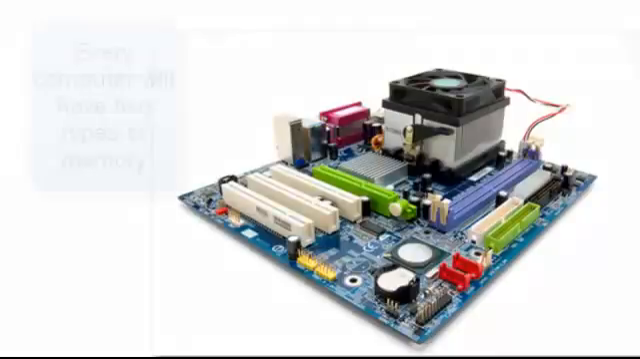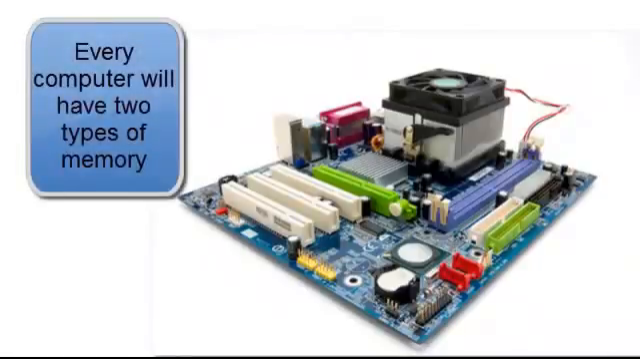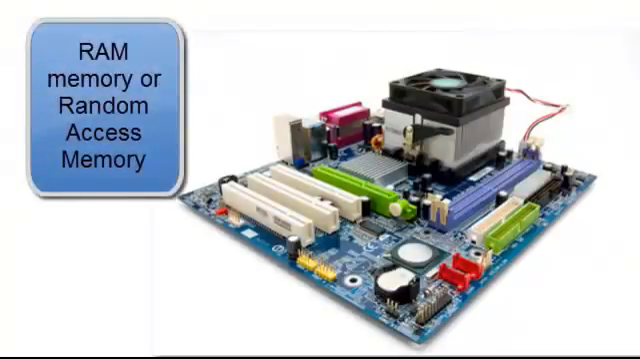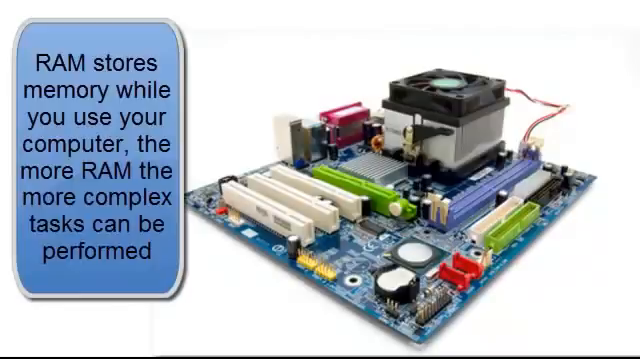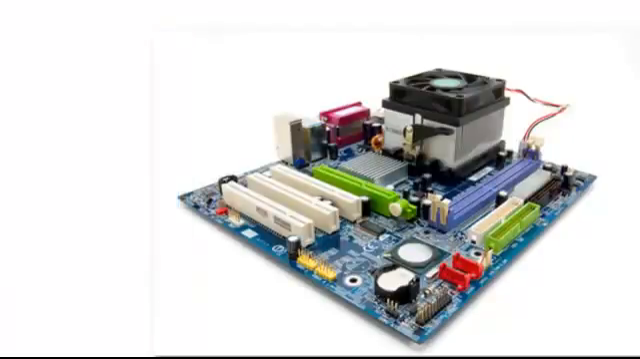Now, your computer will also have two types of memory. The first type being the RAM, or random access memory. This is the short-term memory that allows you to perform tasks while using your computer. The more RAM that you have available, the more tasks that can be performed at the same time. Now, this is quite important for gaming and other large pieces of software.